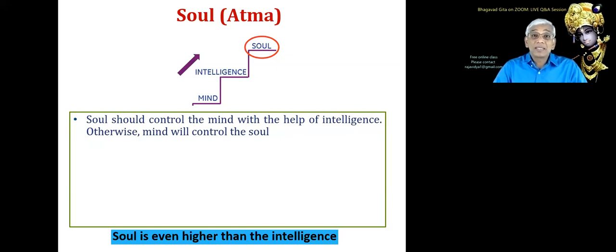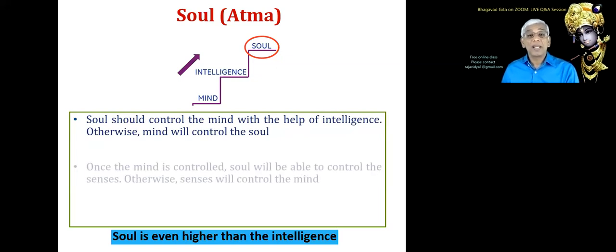That's why Krishna is saying that you should conquer the mind. "Jitatmanah prasantasya paramatma samahitah." If we control the mind, jitatmanah means controlling the mind, then our mind will become peaceful. So that's why the soul should control the mind with the help of intelligence. Otherwise, the mind will control the soul.